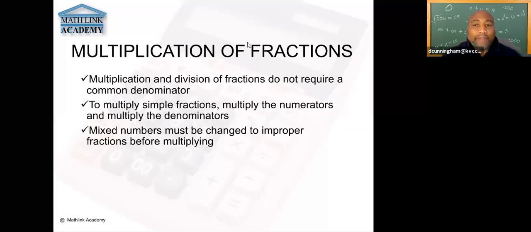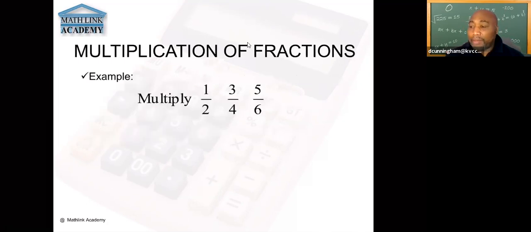We're going to start with multiplying fractions. The main thing for multiplying fractions is you multiply straight across. So multiplication and division of fractions do not require common denominators, unlike adding and subtracting. To multiply simple fractions, multiply the numerator by the numerator and the denominator by the denominator. If you have a mixed number, you change those mixed numbers into improper fractions and then, step two, multiply the numerator by the numerator and the denominator by the denominator.